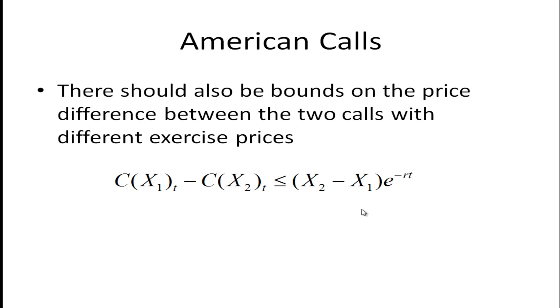This is also the same condition we get when we look at American style call options, that the difference between the value of the two options with different exercise prices has to be less than or equal to the present value of the difference of the exercise prices.